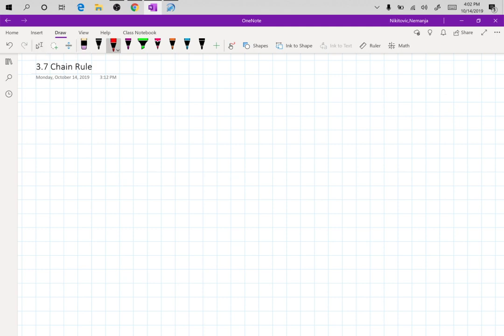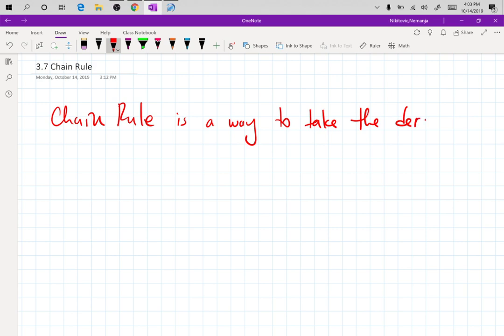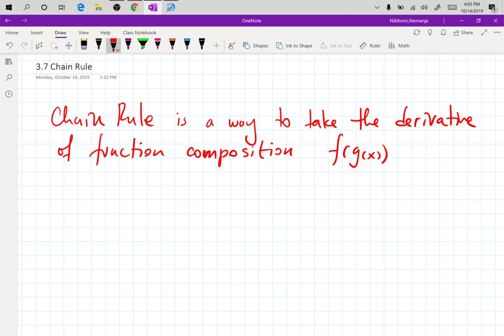So we can write that first. Chain rule is a way to take the derivative of functions. Functions rarely come at their vanilla state.